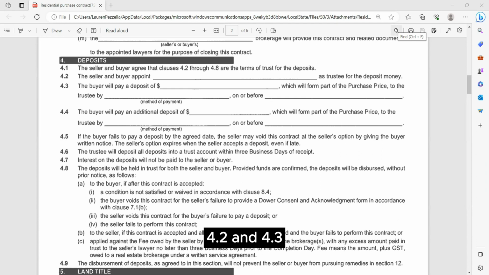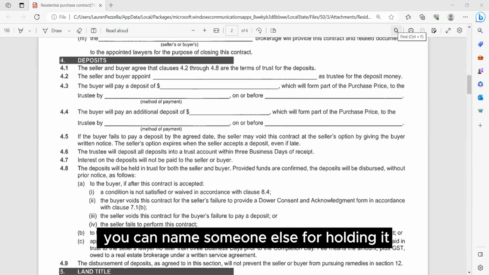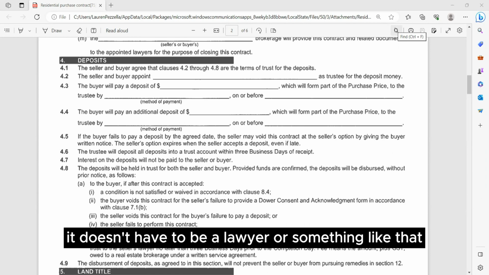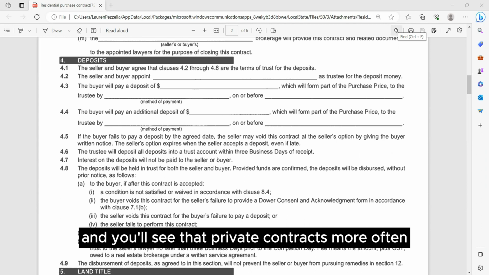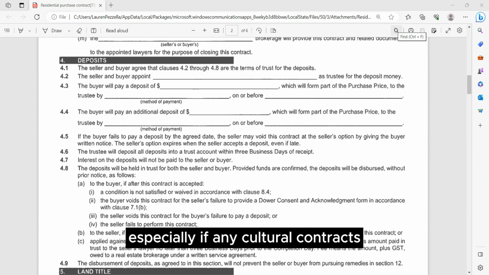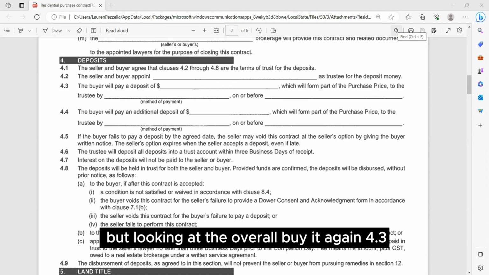And you'll see in like 4.2 and 4.3, you can name someone else for holding it. It doesn't necessarily have to be a lawyer or something like that. And you'll see that in private contracts more often, especially within agricultural contracts. But in looking at the overall buy it, again, 4.3, the buyer will pay a deposit of this amount, which will form part of the purchase price.